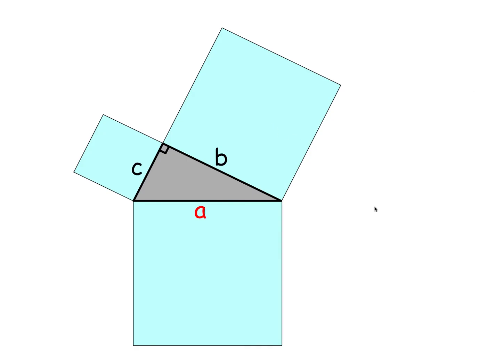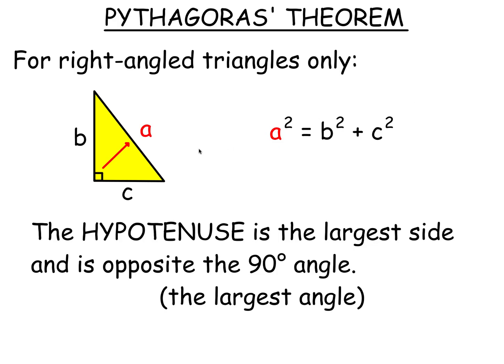If we label the three sides length A, length B and length C, the area of each of the squares will be A times A, B times B and C times C. And we've just shown that A squared equals B squared plus C squared. That's the area A squared equals area B squared plus area C squared. That's Pythagoras' theorem. Here it is summarised.